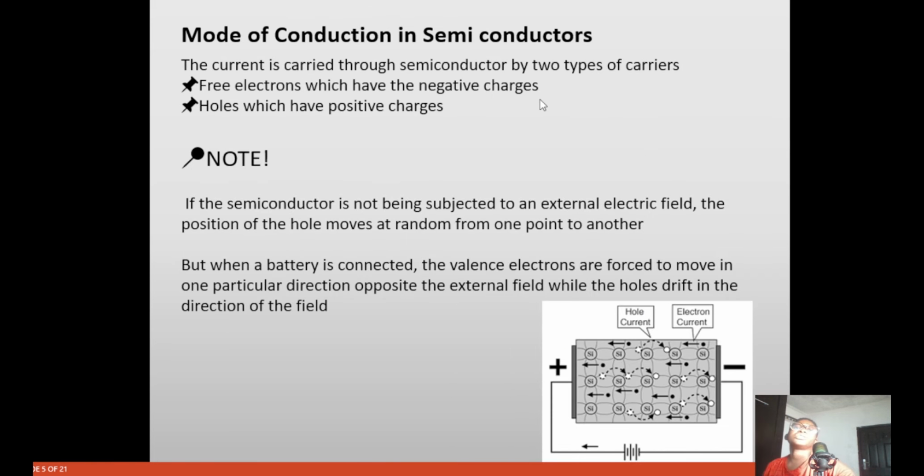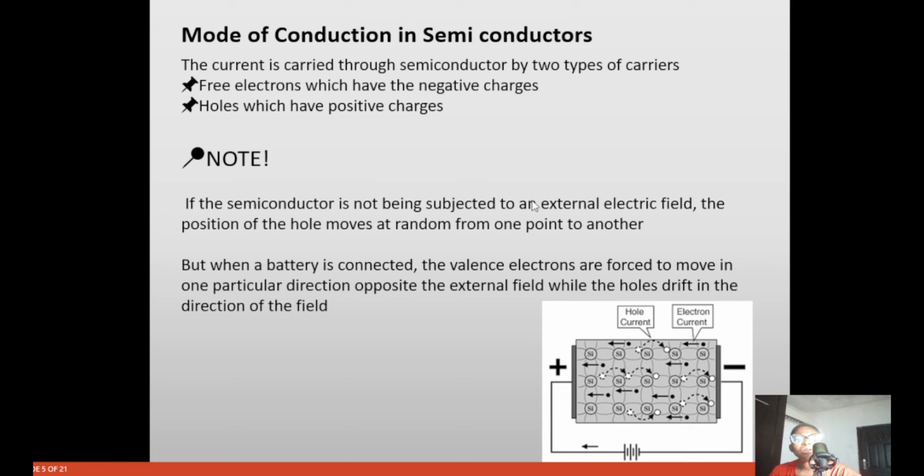Mode of conduction in semiconductors. The current is carried through semiconductors by two types of carriers. We have free electrons, which have the negative charges, and we have holes, which have the positive charges. So this is it, holes and electrons. We can see the negative here, and we can see the positive charges here. So the current is carried through semiconductors by two types of carriers: free electrons, which have the negative charges, and holes, which have the positive charges.